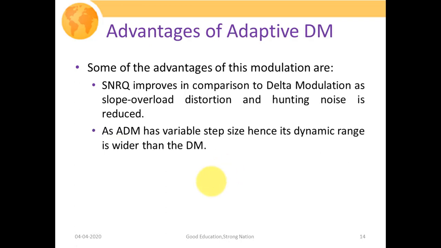Some of the advantages of adaptive delta modulation are: the signal to quantization noise ratio is improved in comparison to delta modulation, as in adaptive delta modulation we are reducing the slope overload distortion as well as the hunting noise. So obviously if we are able to reduce the noise, the signal to noise ratio would be improved. Adaptive delta modulation has variable step size and its dynamic range is wider than delta modulation.